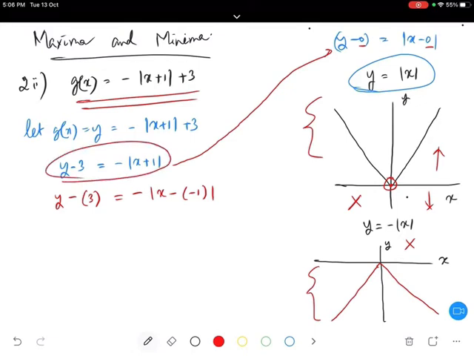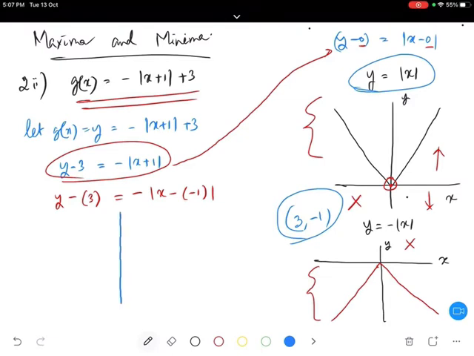Now from here, what point do we get? What is the point through which the modulus function will originate? In my rough, I don't need to plot those points. In my rough, I will write here 3 comma minus 1. This is the point through which the modulus function will originate.